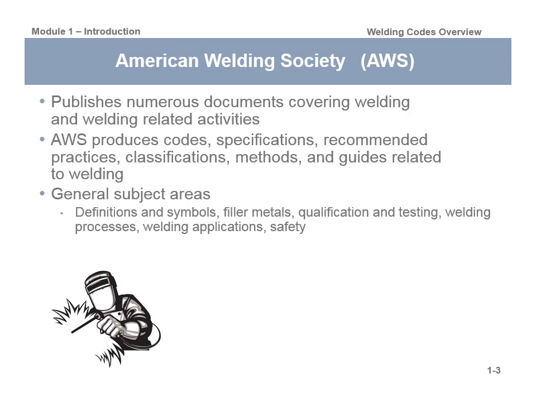When we say AWS, it is the American Welding Society. They're the organization that publishes AWS D1.1, which is the structural welding code. It publishes numerous documents covering welding and welding-related activities. AWS produces codes, specifications, recommended practices, classifications, methods, and guides related to welding. So the general subject areas are definitions, symbols, filler materials, qualifications and testing, weld processes, welding applications, and safety.